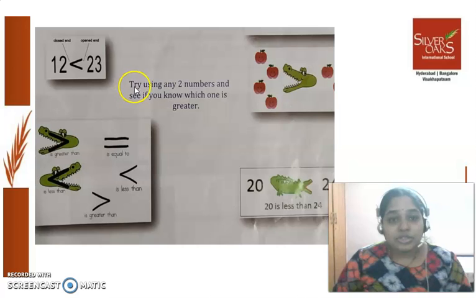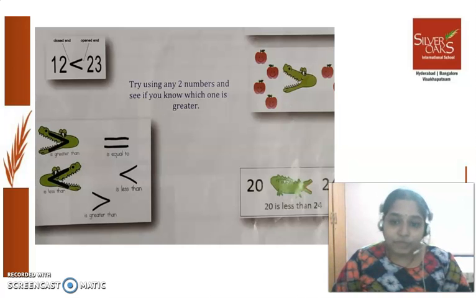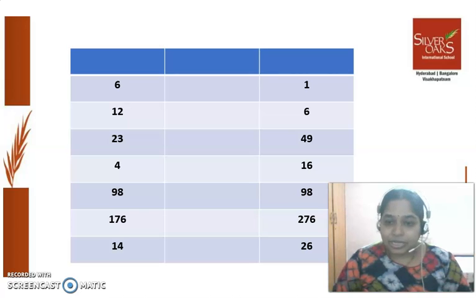Now, try using any two numbers and see if you know which one is greater. Today, you can practice comparing numbers which are given in your worksheet. Now, let's practice few numbers here. Let's compare these numbers. Now tell me 6 and 1. Which is greater? 6 is greater than 1. That's the reason alligator has eaten 6 apples, right?